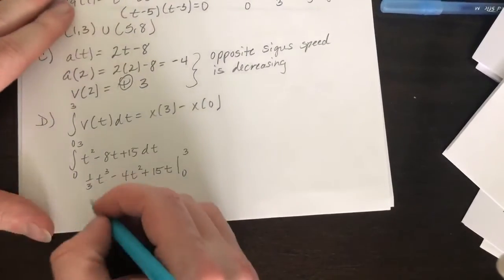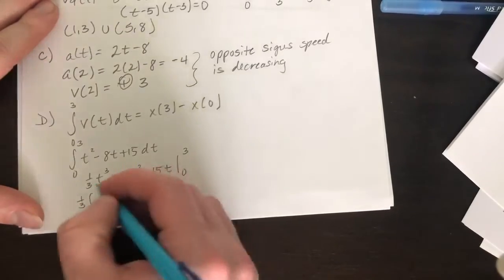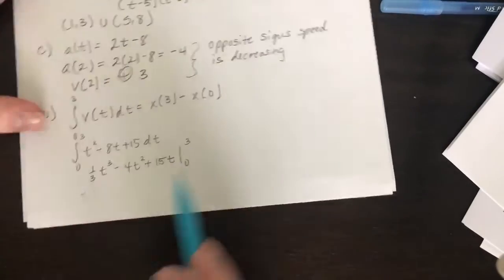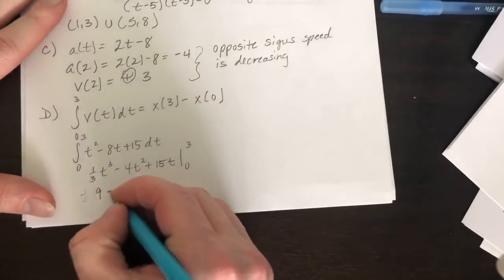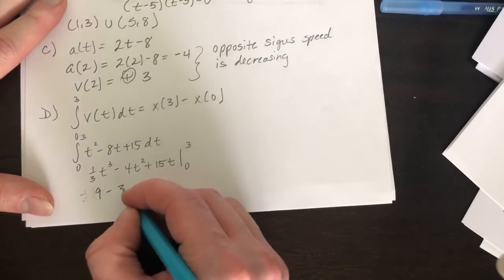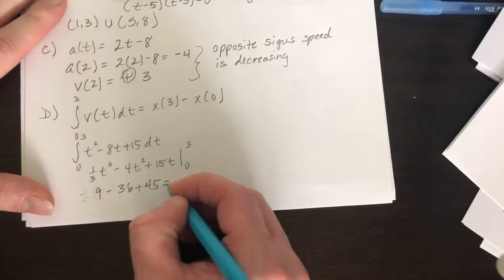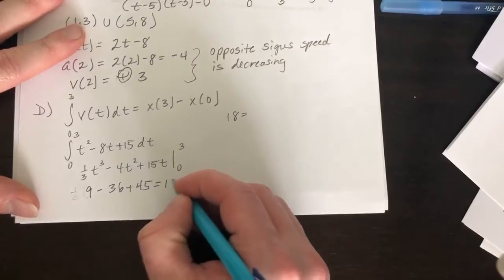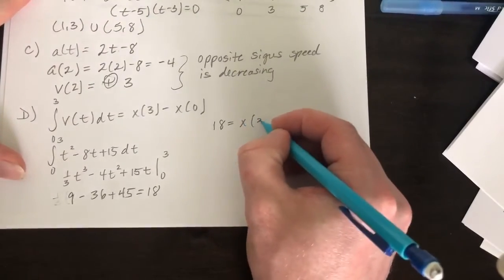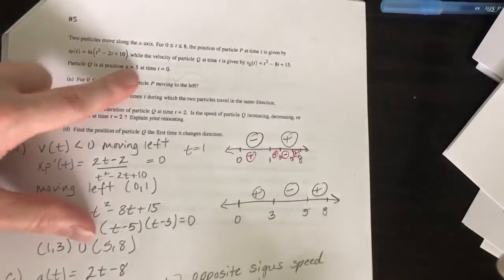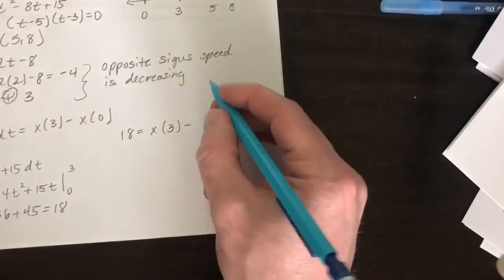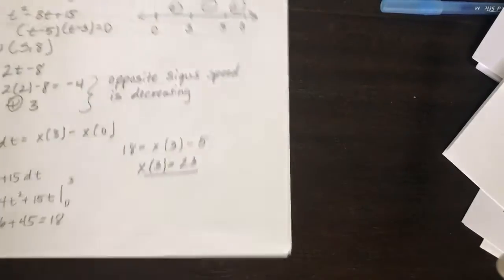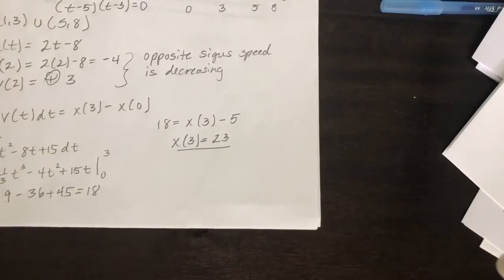So I'm plugging in a 3, I get 3 cubed, 27. I'm just going to write it out. 3 cubed is 27, 27 divided by 3 is 9. Plug in a 3 right here, you get minus 36 plus 45, and if I plug in a 0, I get 0 for everything. So I get 18 for that. x of 3 is what I'm looking for. The initial x position is 5 at t equal to 0, so you get 23 for your final x position, where it turns around for the first time.